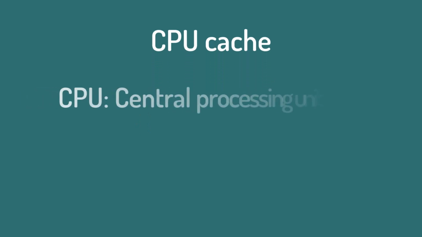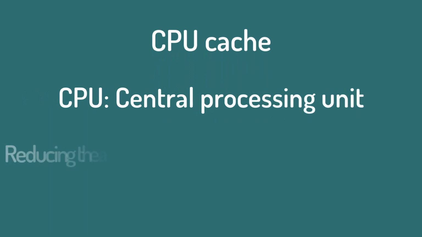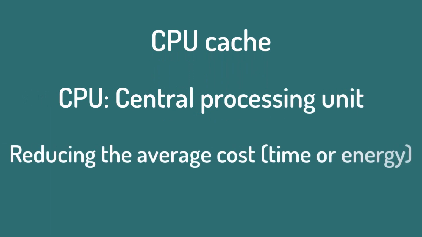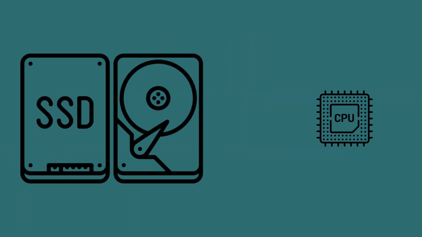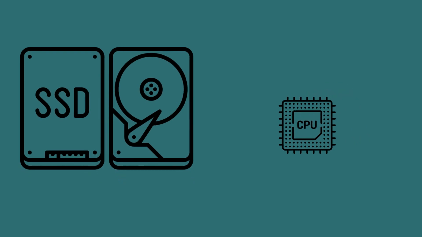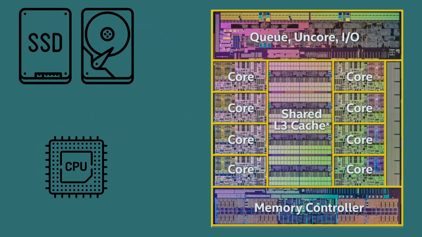Next, we have the CPU cache, which is a hardware cache. A CPU cache is a hardware cache used by the central processing unit of a computer to reduce the average cost, time, or energy to access data from the main memory. Processor caches are even smaller than disk caches. This is because a processor cache contains tiny blocks of data, such as frequently used instructions that can be accessed quickly by the CPU.